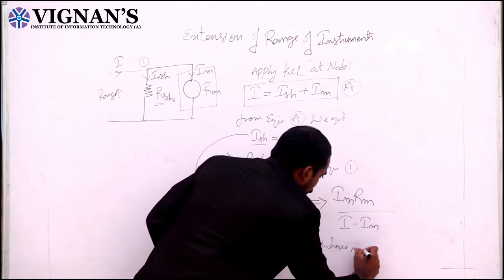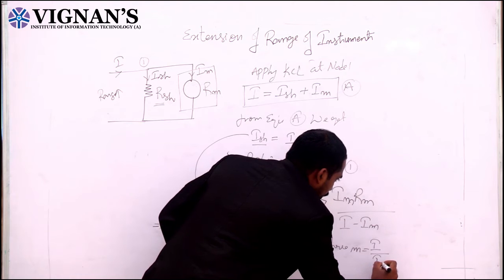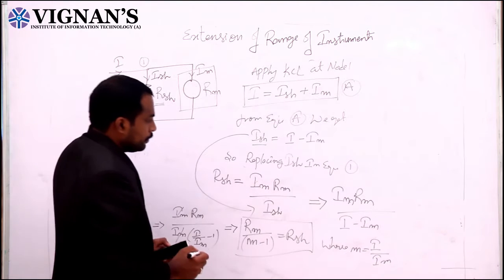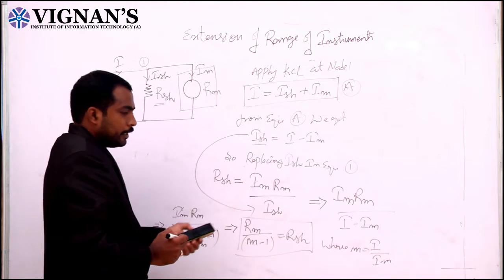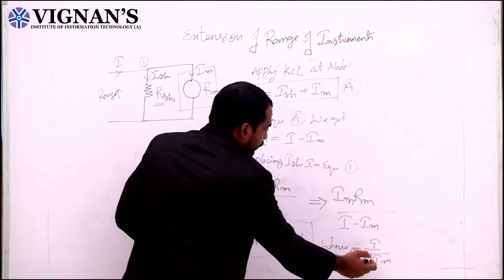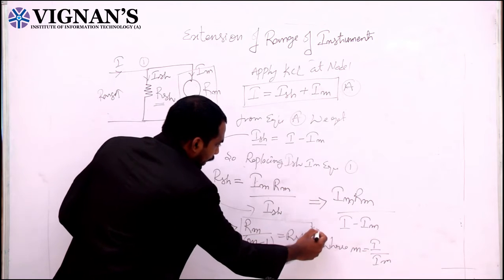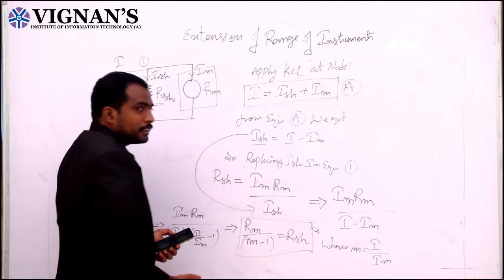M is equal to I by IM. So this is nothing but the value of M, where M is the multiplying factor of the meter, where the value of M is equal to I by IM. So this is nothing but the extension of an ammeter by using a shunt resistance.